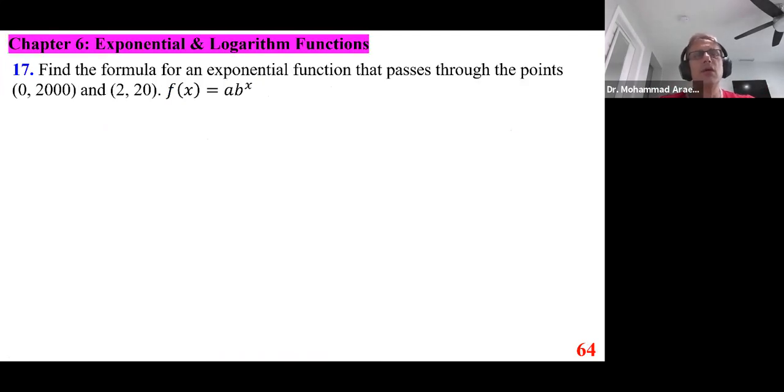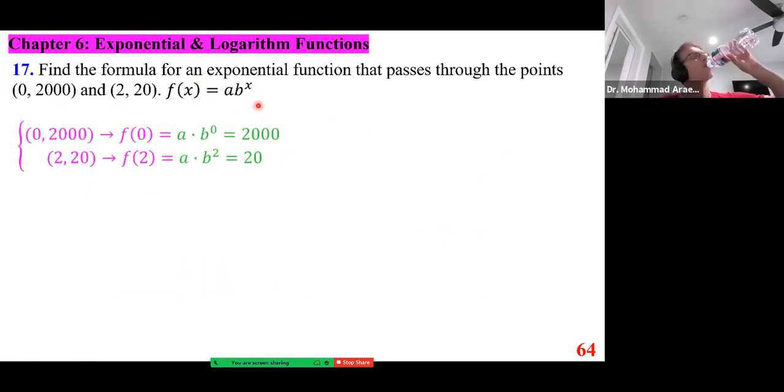We want to find a formula for this exponential function. f of x is a b to the power of x. And 2 pairs are given. What really matters is for us to understand we have now, if we plug in a system of equations, so plug in this one, plug in this one, you have the following system. Which means you have 2 variables with 2 equations. The equations happen to be nonlinear.